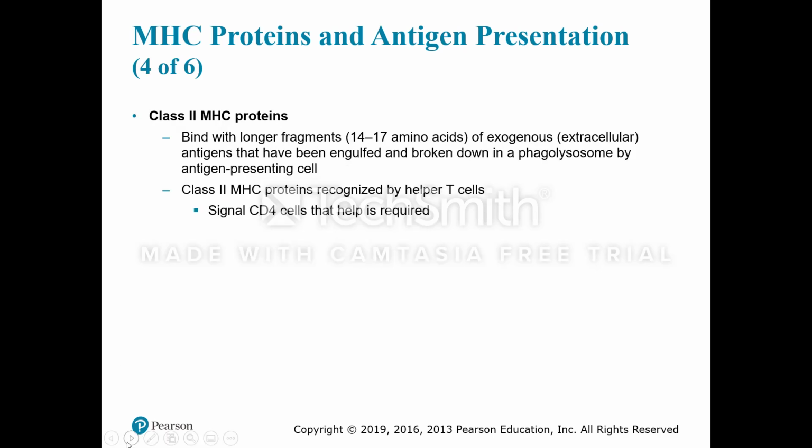Then your class 2 binds longer fragments, so they're bigger, of exogenous extracellular antigens that could have been engulfed or broken down by antigen presenting cells. So the class 2 proteins are recognized by helper T cells. They signal the CD4 cells that help is recognized. Whenever the T cells are bound to a class 2, this is going to signal the helper T cells to differentiate.